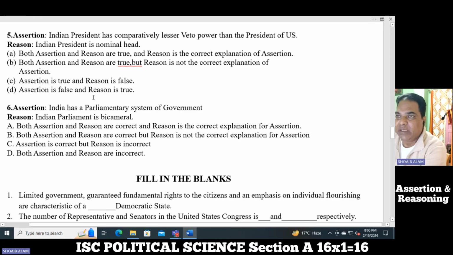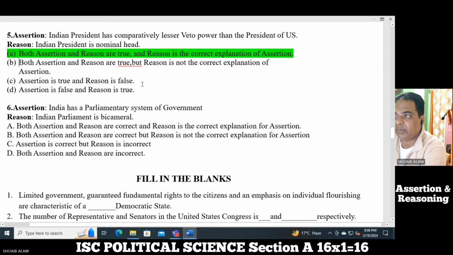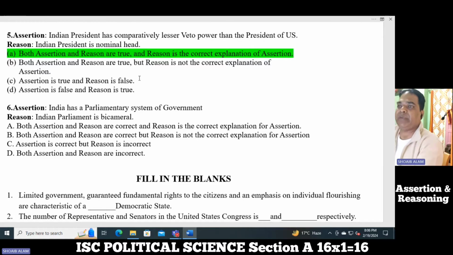Okay. Number 5. Indian president has comparatively lesser veto power than the president of US. Reason, Indian president is a nominal head. That is true because Indian president as compared to the US president is less powerful. So let us go with number A. Both assertion and reasons are true, and the reason is the correct explanation of assertion. Indian president has comparatively lesser veto power because Indian president is the nominal head of our country.